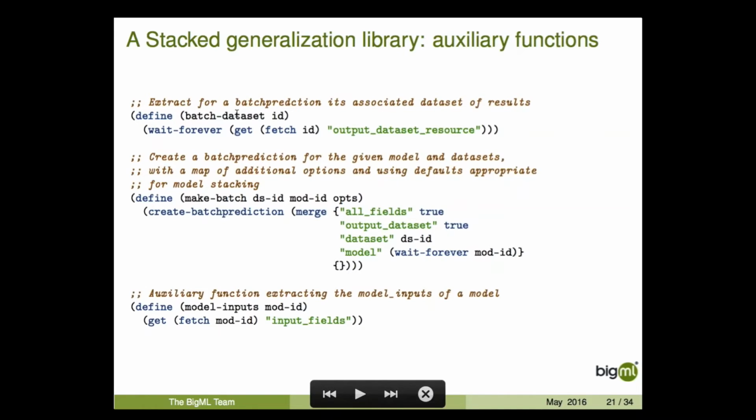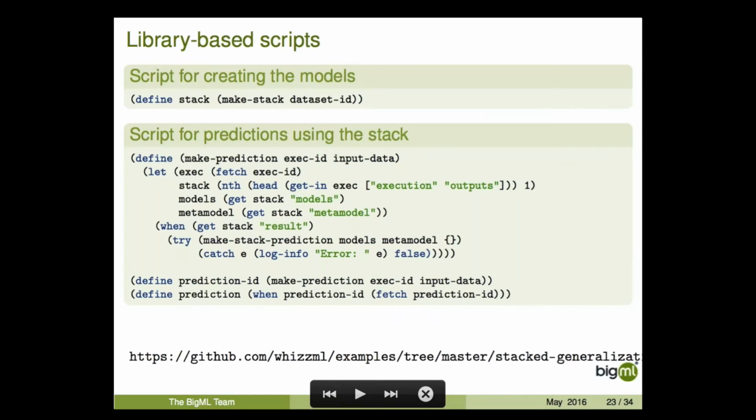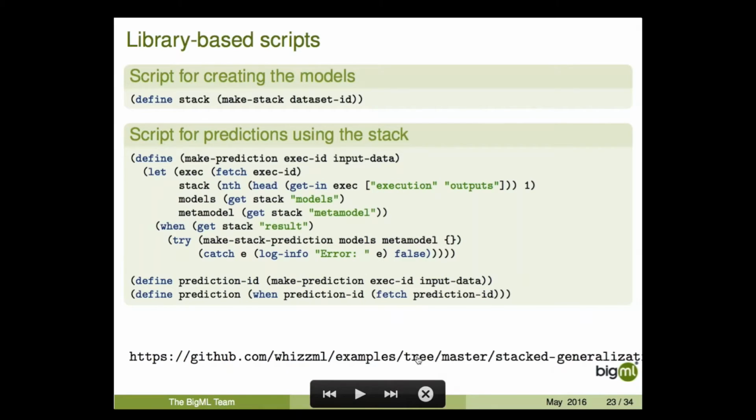Here we're getting the ID of the data set that comes out of the batch prediction resource. And then at the bottom here, we're just getting the input fields for a model. So these are things you often have to define in your WhizzML scripts just to make them look a little more clean. And if you want, I think we have the URL for the script towards the end here. If you want to look at how those auxiliary functions are used in the script, you can go to the URL and clone this for yourself.